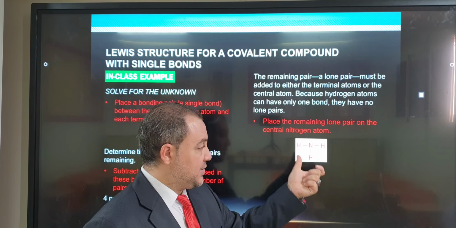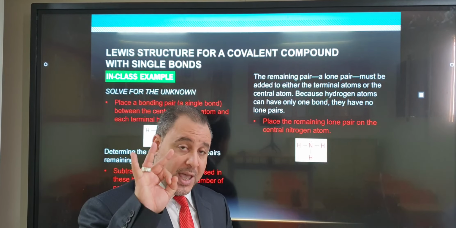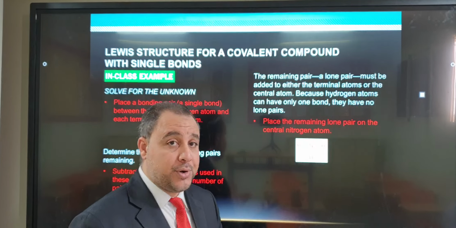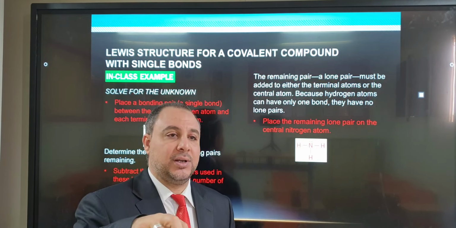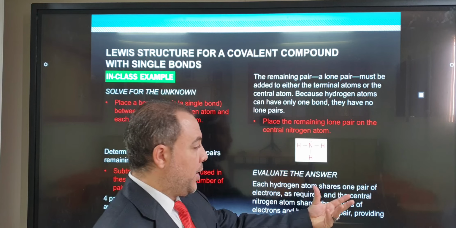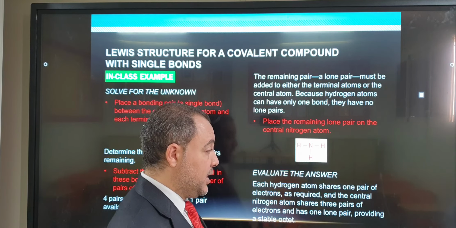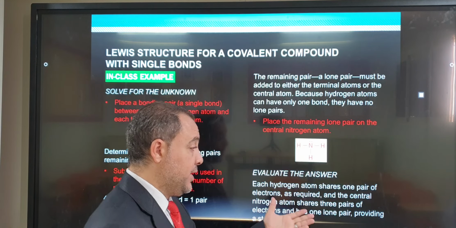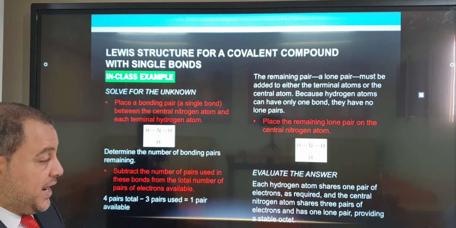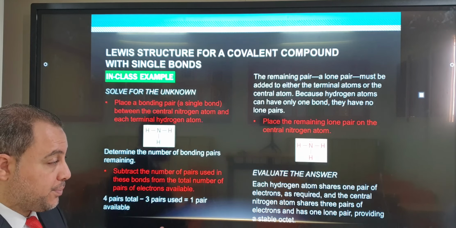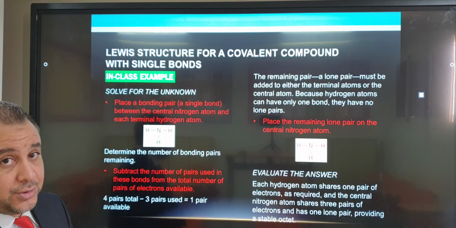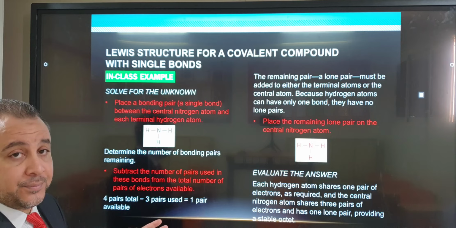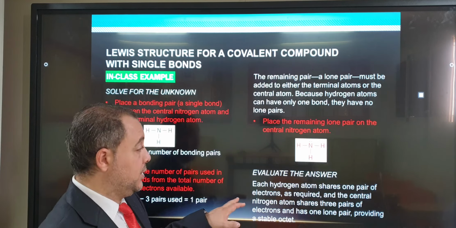So nitrogen has 3 bonds with 3 hydrogen atoms and 1 lone pair, because N is the central atom of the molecular structure. Each hydrogen atom shares 1 pair of electrons as required, and the central nitrogen atom shares 3 pairs of electrons and has 1 lone pair, providing a stable octet. This is the Lewis structure of the ammonia compound NH3.